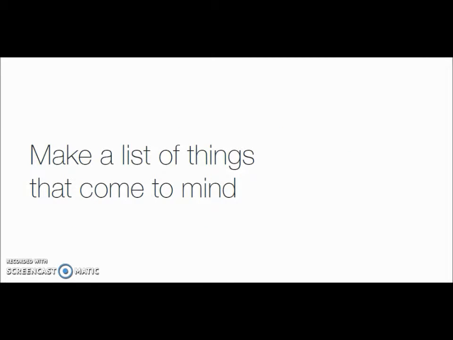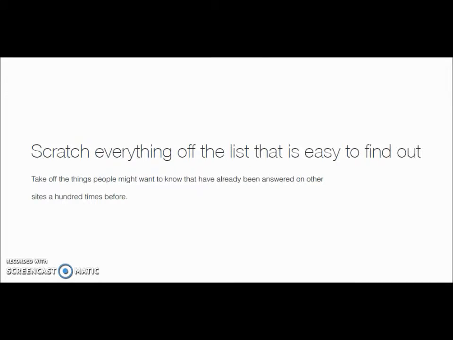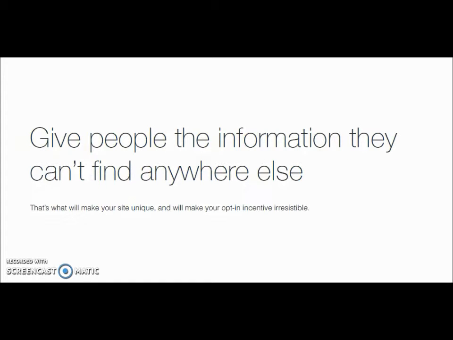Make a list of things that come to your mind. Scratch everything off the list that is easy to find out. Take off the things people might want to know that have already been answered on other sites 100 times before. Give people the information they can't find anywhere else. That's what will make your site unique and will make your opt-in incentives irresistible.